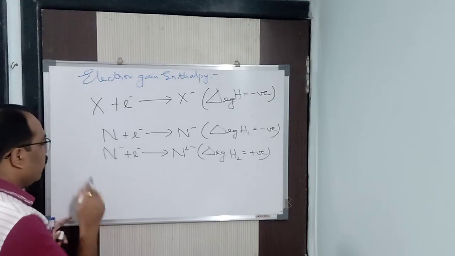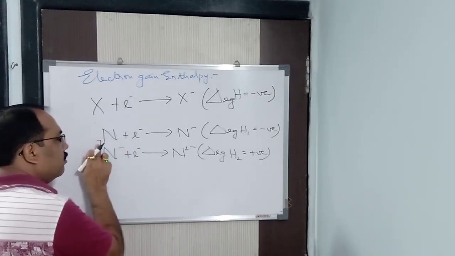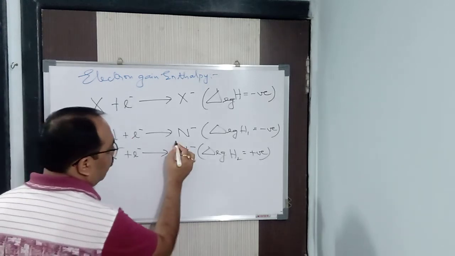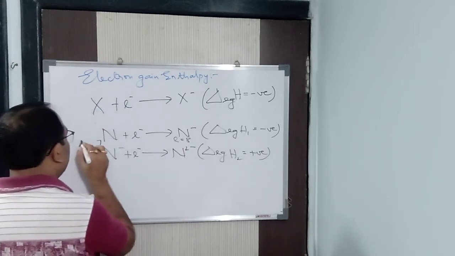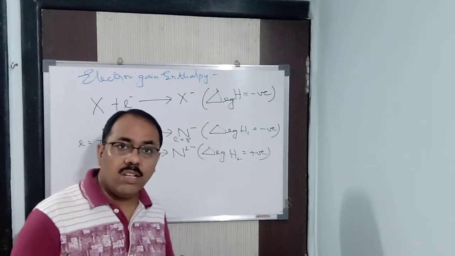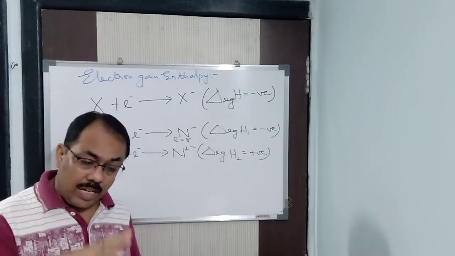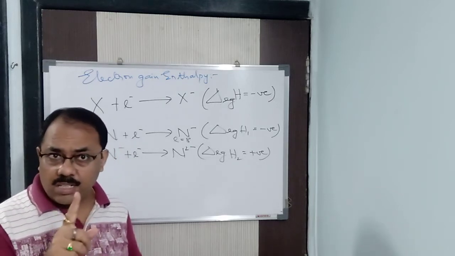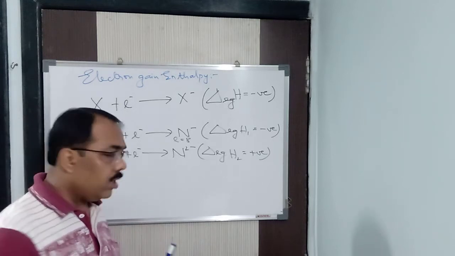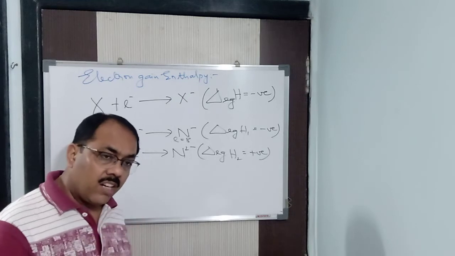Why? Listen carefully. Here there are 7 electrons, atomic number 7. It gains one more electron, so the number of electrons here is 8, while here it is 7. So what you find is that the nuclear charge does not increase. Rather, the electrons in the outermost shell increase. The electronic charge increases. The nuclear charge is not increasing, because in the nucleus there are only 7 protons, here also only 7 protons. Electrons are increasing, so the electronic charge increases.